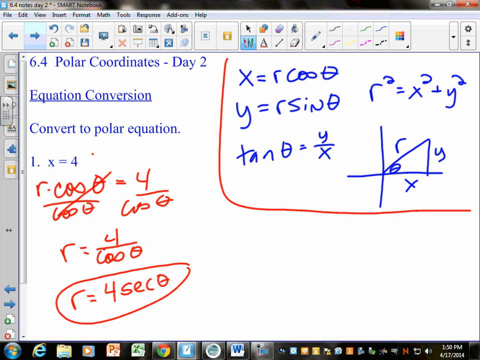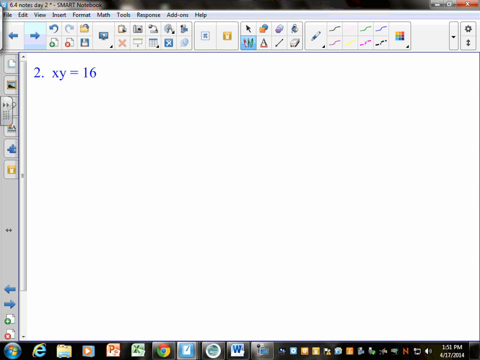On your homework today, a lot of them say graph, but you get to ignore those directions today, and we're not graphing it until next week. So, good news for you.